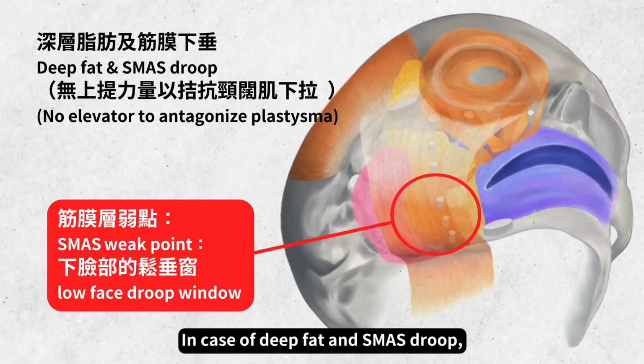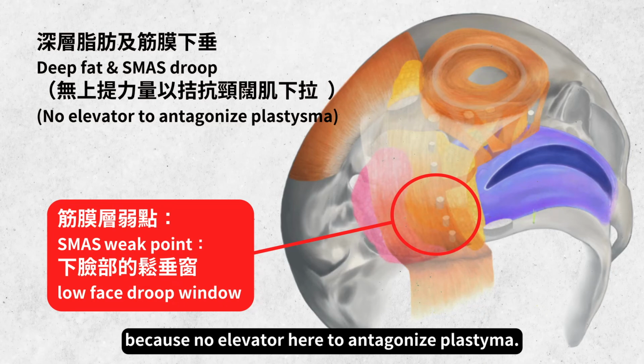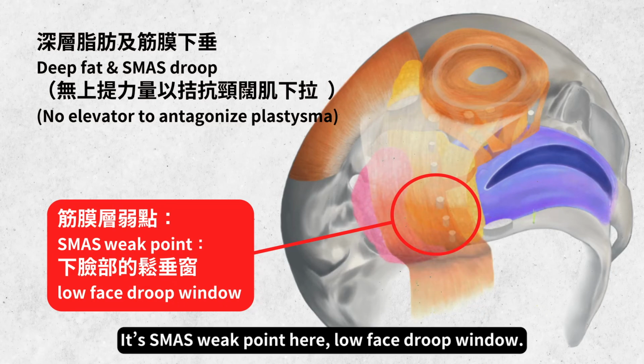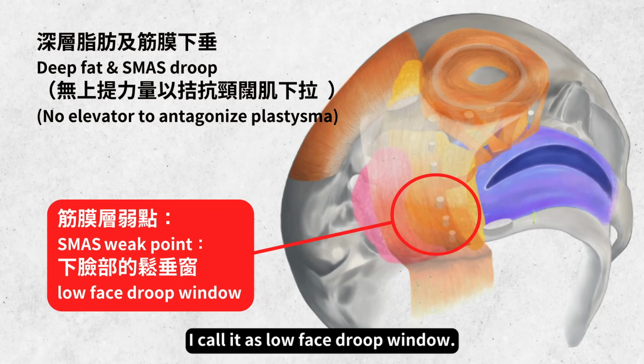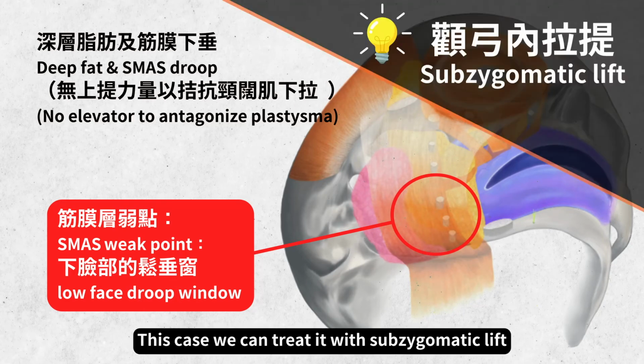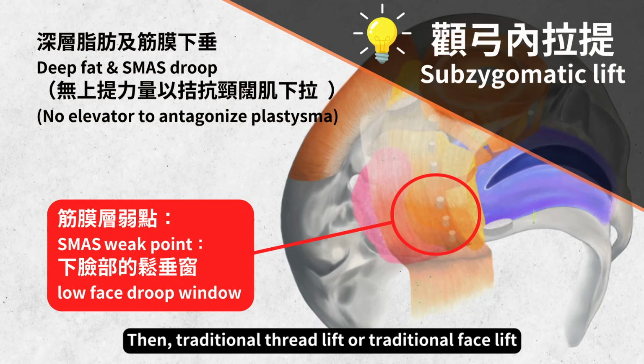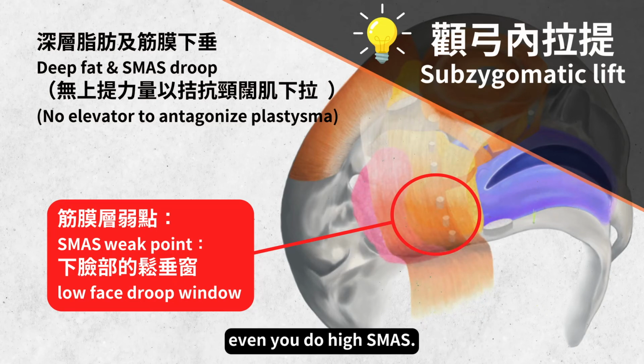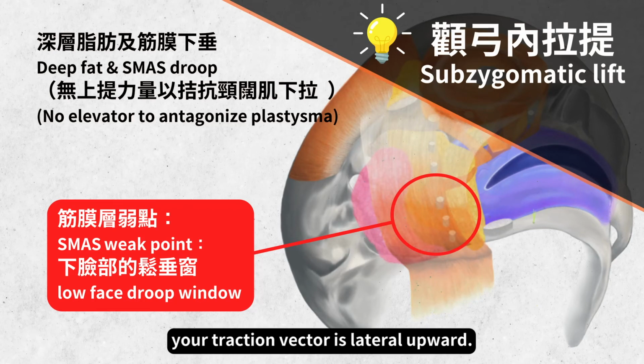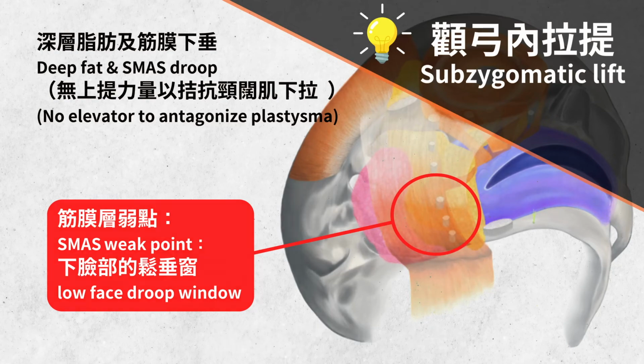In the case of deep fat and SMAS droop, there is no elevator here to antagonize the platysma. This is the SMAS weak point, the low face droop window. I call it the low face droop window. In this case, we can treat it with subzygomatic lift and get a much better effect than a traditional straight lift or traditional face lift. Even if you do a high SMAS, your traction vector is lateral upward. It is impossible to do a medial upward lift except with the subzygomatic lift.